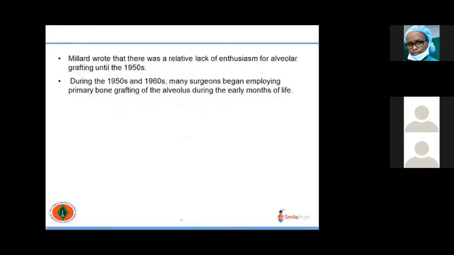Miller wrote that there was a relative lack of enthusiasm for alveolar grafting until the 1950s. During the 1950s and 1960s, many surgeons began employing primary bone grafting of the alveolus during the early months of life.